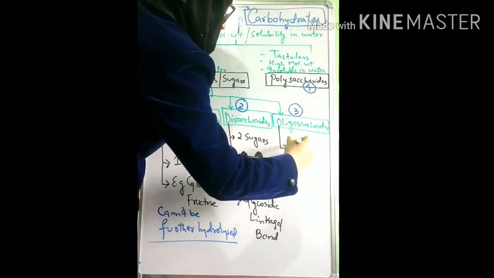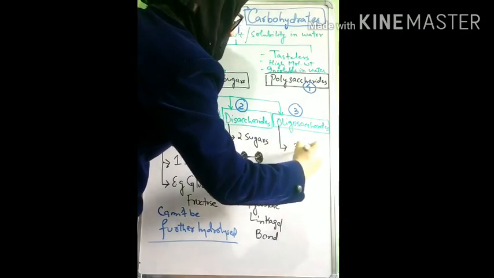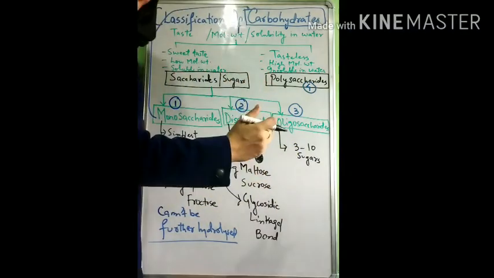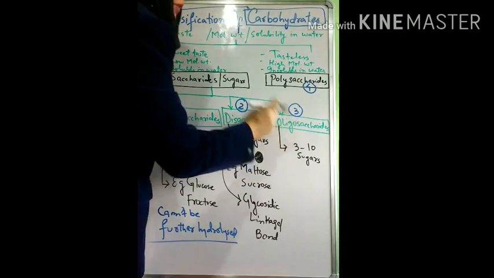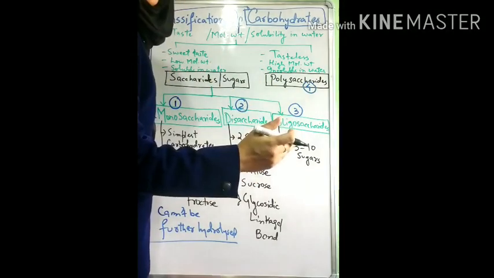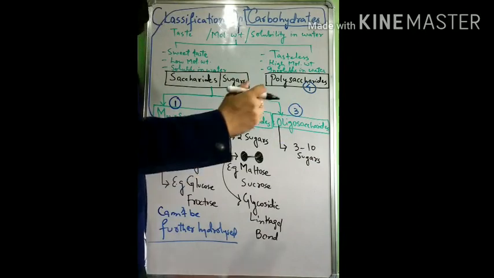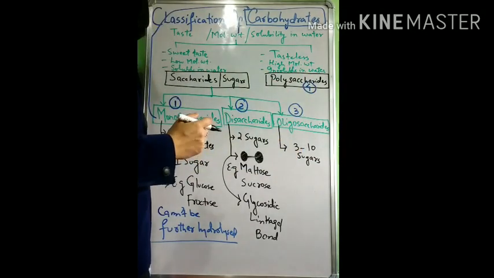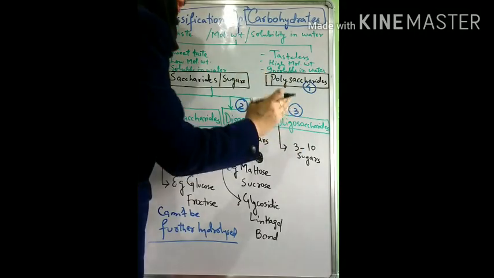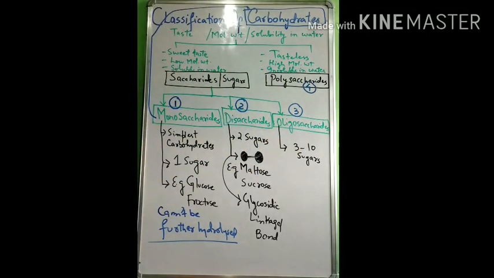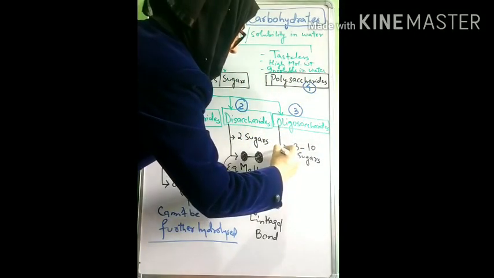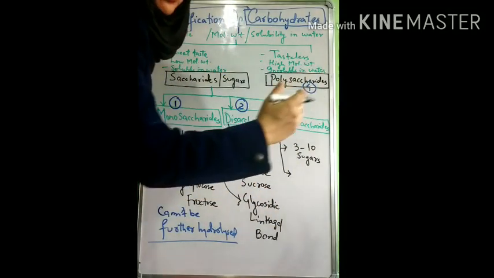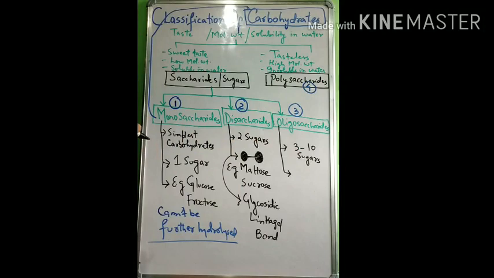These are made up of 3 to 10 sugars. So if you have 3 sugars attached to each other, oligosaccharide. If you have 4 sugars attached to each other, oligosaccharide. If you have similarly 6 sugars attached to each other, oligosaccharide. If you have 10 sugars attached to each other, still you call it oligosaccharide. So 3 to 10 sugars attached to each other are oligosaccharides.